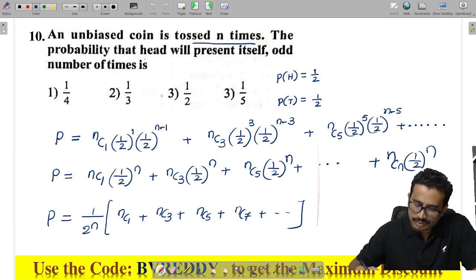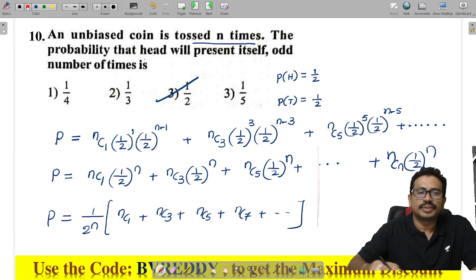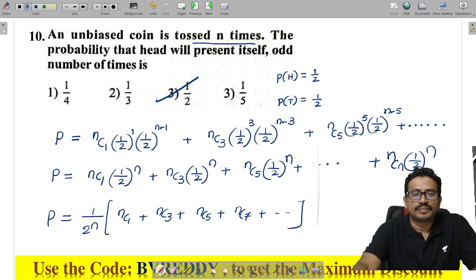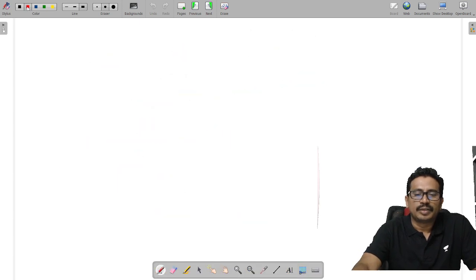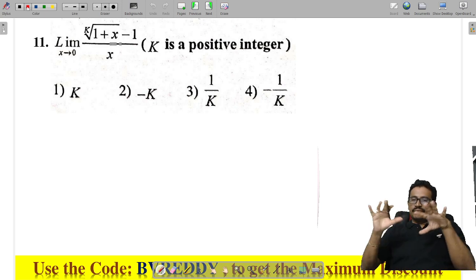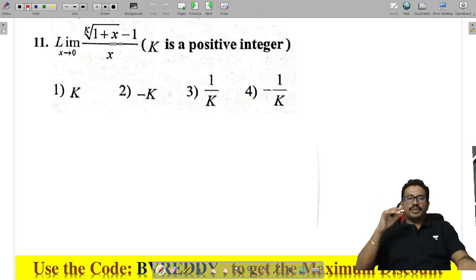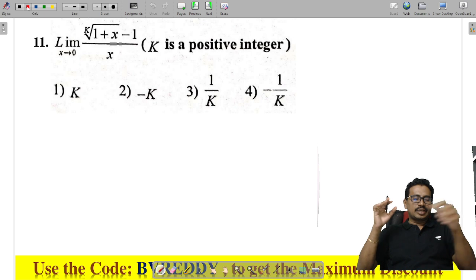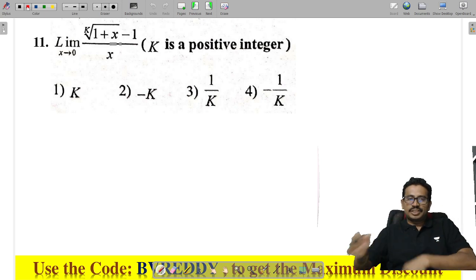So option 3, third option. Next problem, see this thing. Yeah, we completed the probability problems. Now we are entering into calculus problems. Let's see the first problem.